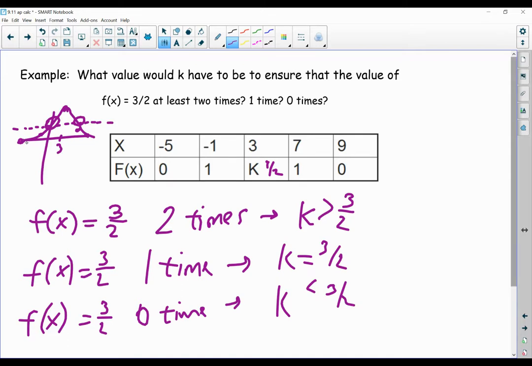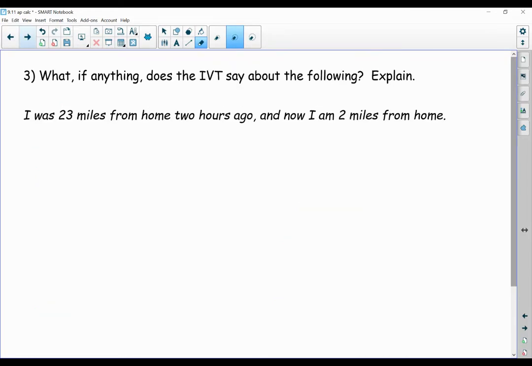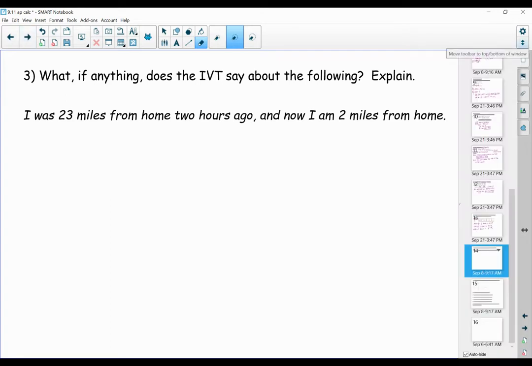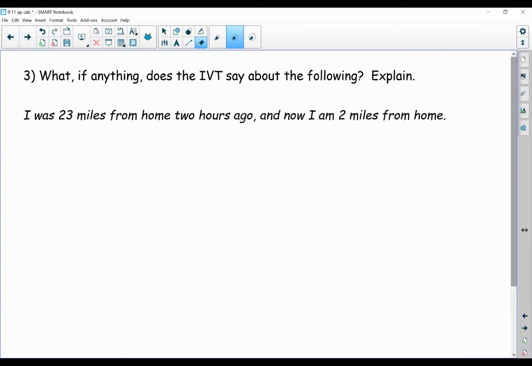And pictorially, it'd be like this. Like if I went like that, then I would have no idea if it actually hits it or not. It still could, but again, the theorem is all about guaranteeing stuff, not about what could or could not happen. Okay, so let's look at 2 more examples of IVT, and then that'll be the end of day 4. And then we'll talk about some more in class.